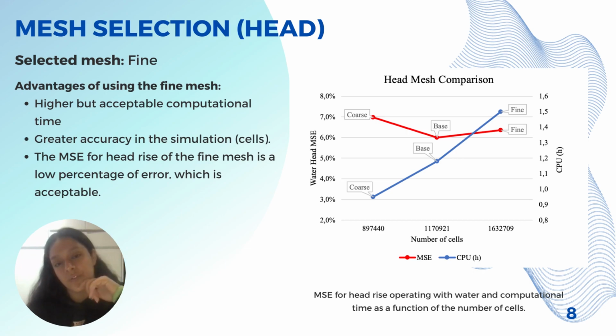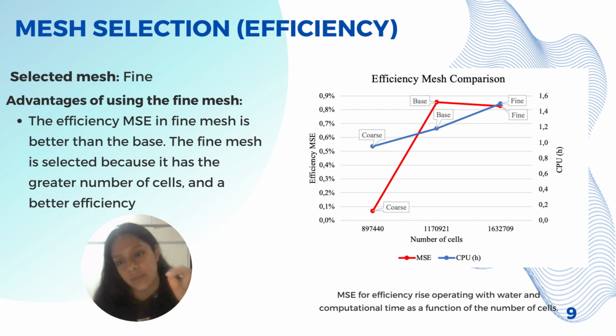Nonetheless, we should also consider the efficiency mesh comparison. Now, knowing that the fine mesh is the runner-up compared with the base mesh, we have to see the efficiency mesh comparison. According to this graph, the one we should choose is the fine, taking into account that the MSE is the lowest, and this is our priority, to minimize this error between the manufacturer efficiency and our efficiency. So, taking into account the head and efficiency mesh comparisons, the best mesh for our design is the fine one.